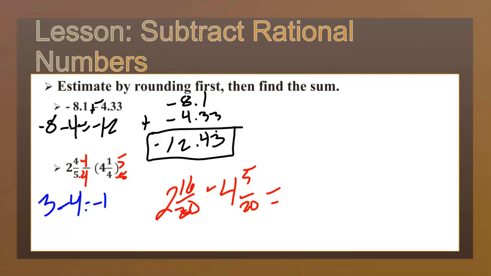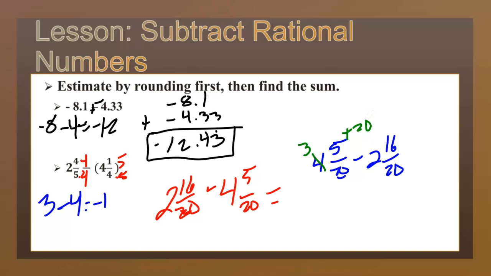So since the signs are different, we take the bigger one. So this would be 4 5/20 minus 2 16/20. Now I can borrow here and I get 3. I gain 20 here, because that 20/20 is 1 whole.